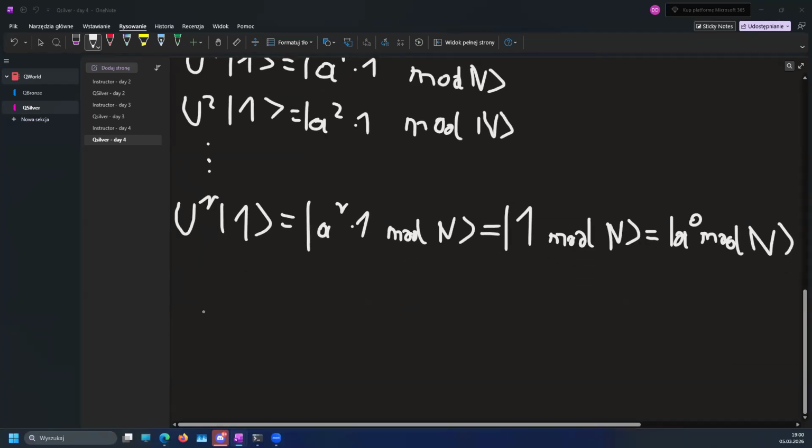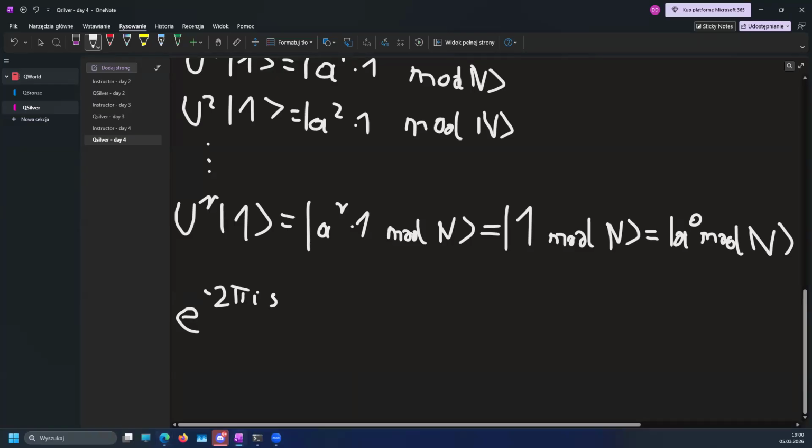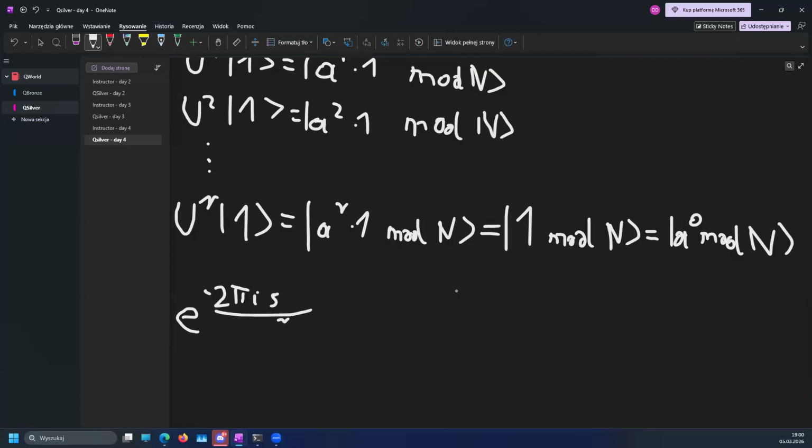And let's give them coefficients that will look as follows. So e to the power of minus 2 pi i, some number s, and this all divided by r, where s will be an integer that will take values from 0 to r minus 1.